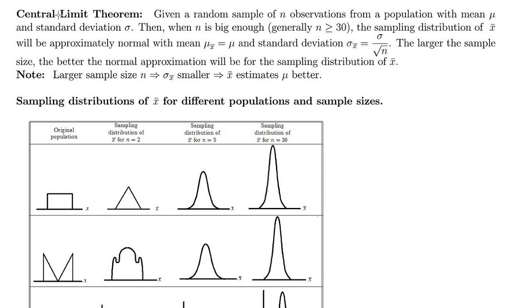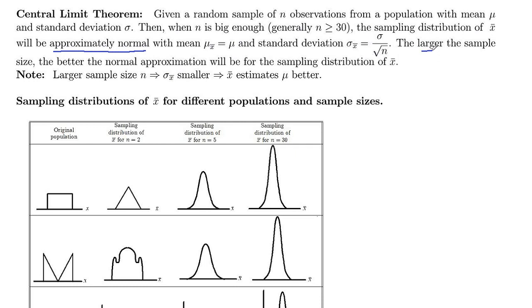So now let's investigate what this central limit theorem says here. If you're given a random sample of n observations from a population that has mean mu and standard deviation sigma, then when n is big enough, and generally that means n greater than or equal to 30, then the sampling distribution of x bar will be approximately normal. And the mean is going to be the mean of the population. Standard deviation will be sigma over root n. So those are the properties we saw in the last example.